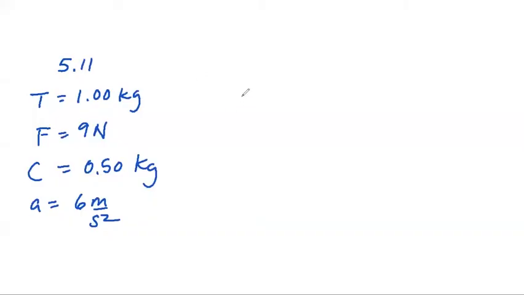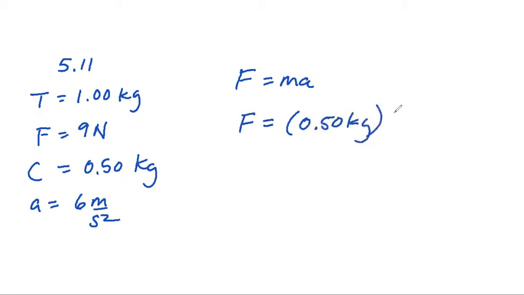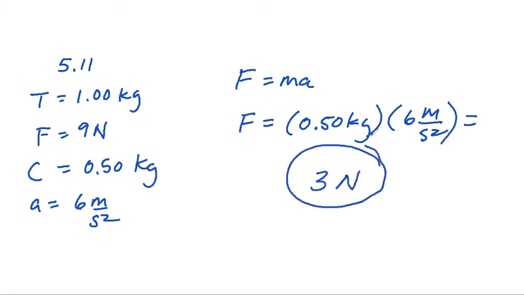Okay, so the force on the milk carton, F equals ma. F equals the mass of the milk carton, which is 0.50 kilograms, times 6 meters per second squared. And that's going to be what? 3 newtons. That's the force on the carton.